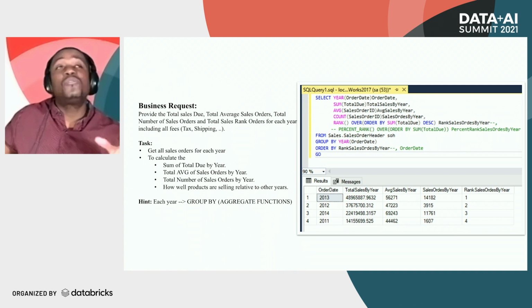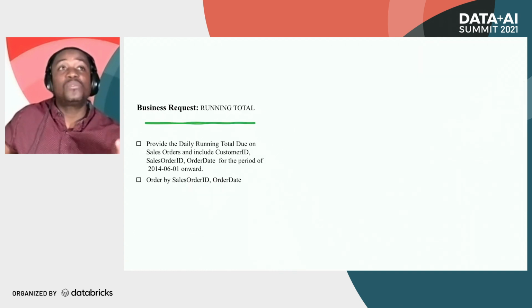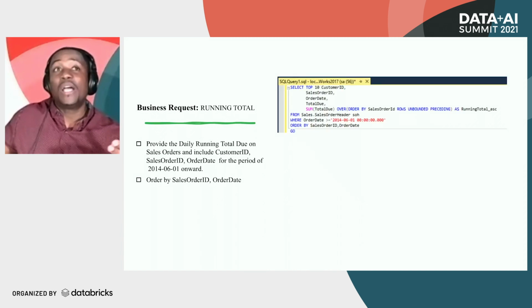So let's say you have to run the daily total and business wants it for a specific date. In our case, it's June 1st, 2014 onward, right? And we have to order that data. How would you do that? With SQL, even though it is an advanced session, when you're looking at this, it is very simple, correct? You see, I'm using an aggregate function, SUM, which is total due, and I order it by sales order ID and use ROWS UNBOUNDED PRECEDING, and then this will give me the running total in ascending order.